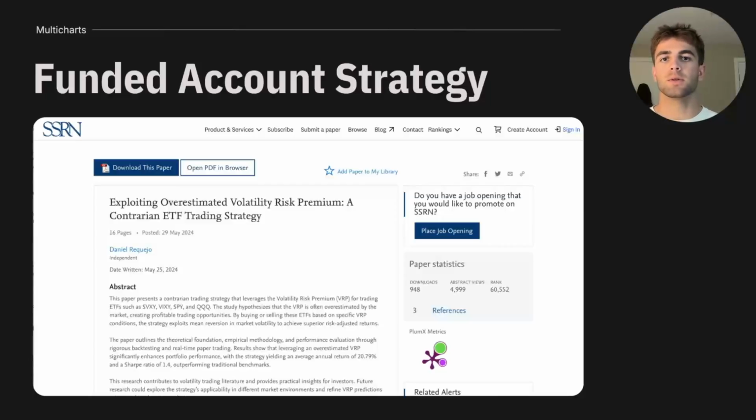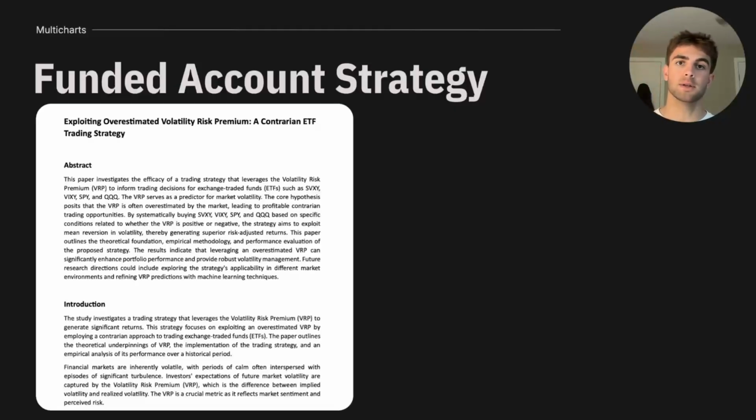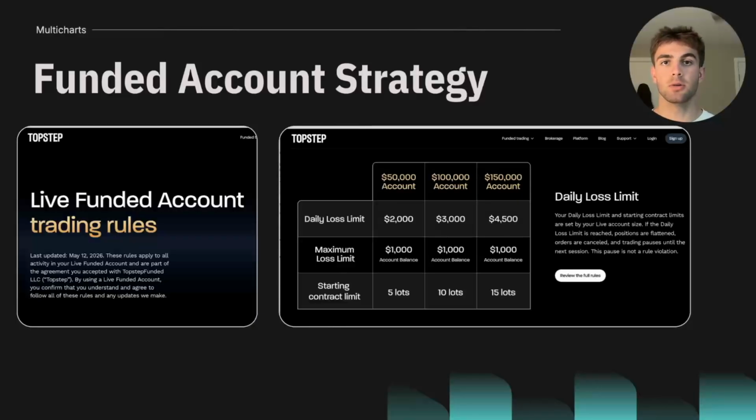This is stuff from last week, but I was optimizing the same strategy as last week, so I'm just going to go through it super quick. This was the paper where I got the research hypothesis. The inefficiency that it aims to exploit is the volatility risk premium. These are the general rules and parameters of the prop firm that I chose to put into the strategy as the given parameters for the backtests.